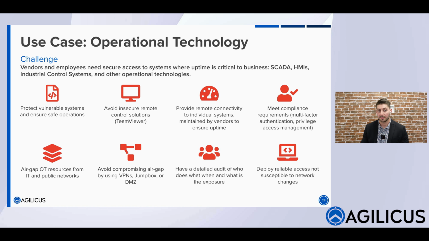And then of course, deploy reliable access. There's nothing worse than spending hours to ensure a vendor has access, or for them to deploy something new and it takes 3 months to get up and running because you have to sort out this access aspect. This is a reliable connection. It's not susceptible to network changes again, because it is outbound only.